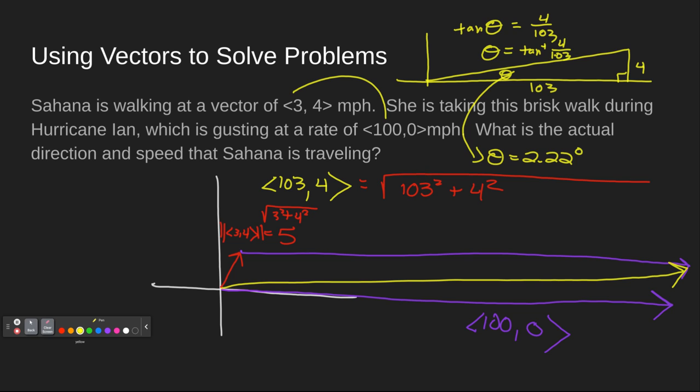And what you get is 103.1 miles per hour, which makes total sense to me. She was walking 5 miles an hour. There was a 100-mile-an-hour gust. So that propelled her to go 103.1 miles an hour because not all of the wind was going in the direction that she was headed. That's what I want you to understand the most about this.